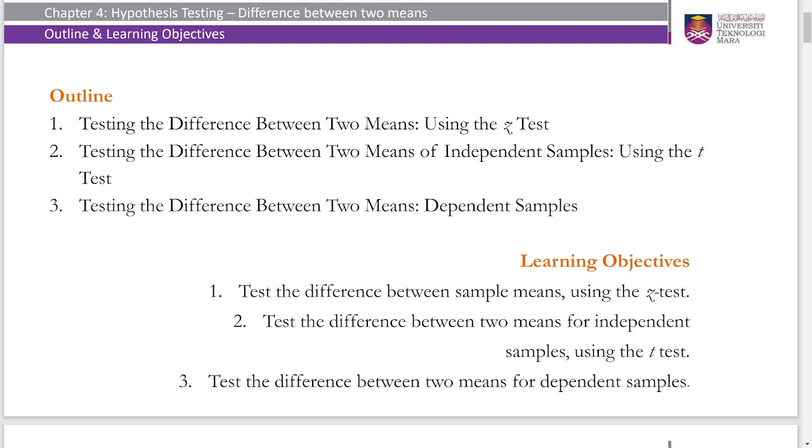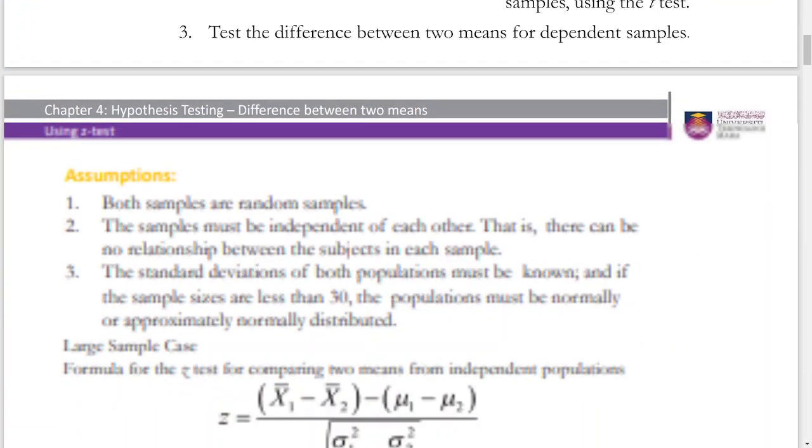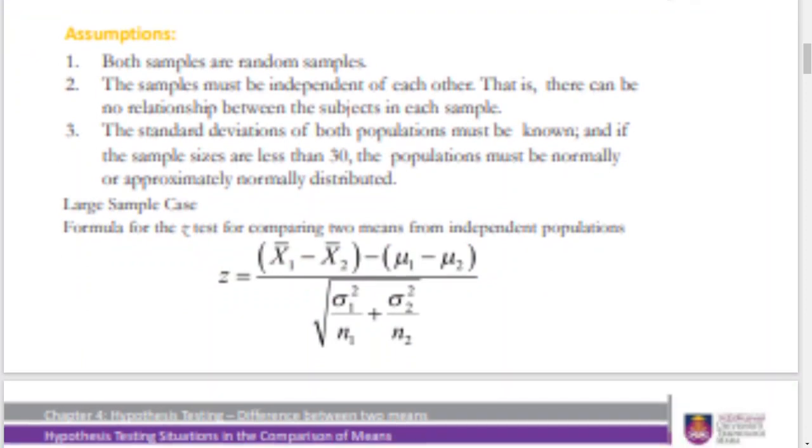Test the difference between sample means using Z test. Sebelum ni kita tengok juga Z test tapi untuk satu mean saja. Right now we're going to look at between two means. And also the test of the difference between two means for independent samples using t-test. So basically that is almost the same eh.